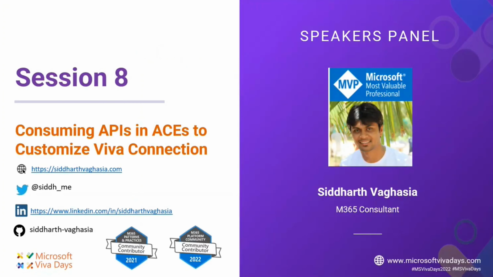So today, as Nandip said, I will be talking about consuming APIs in adaptive card extensions to customize the Viva Connections boards. We will see different concepts of how to consume different kinds of APIs, how to build these cards, and how to navigate between the card views and quick views.